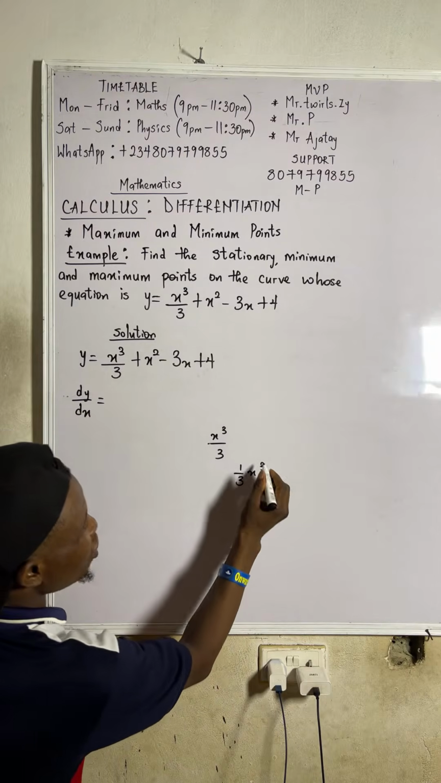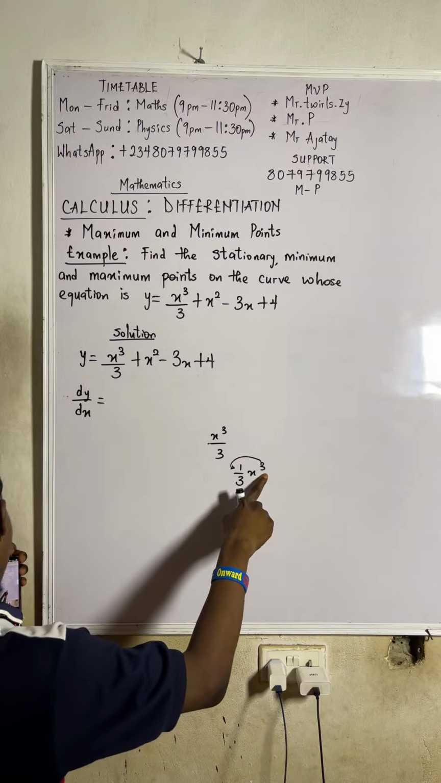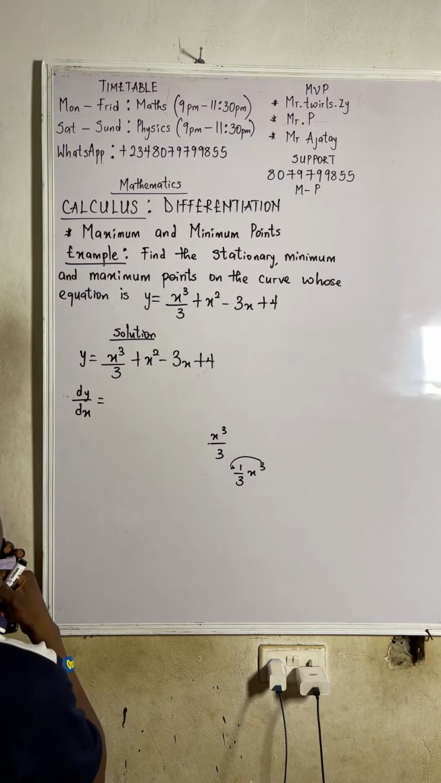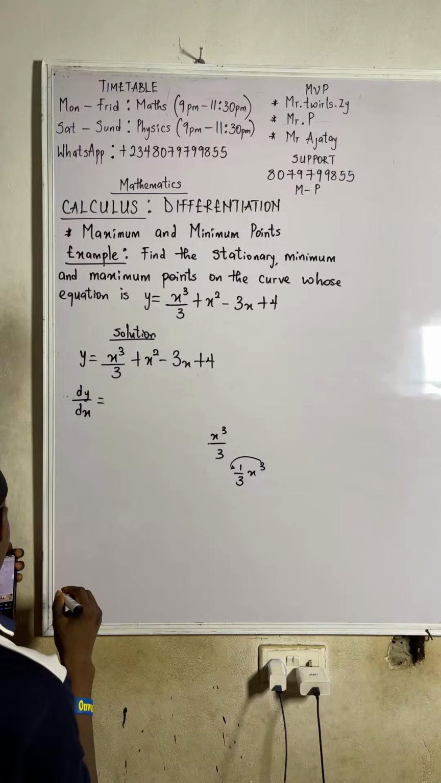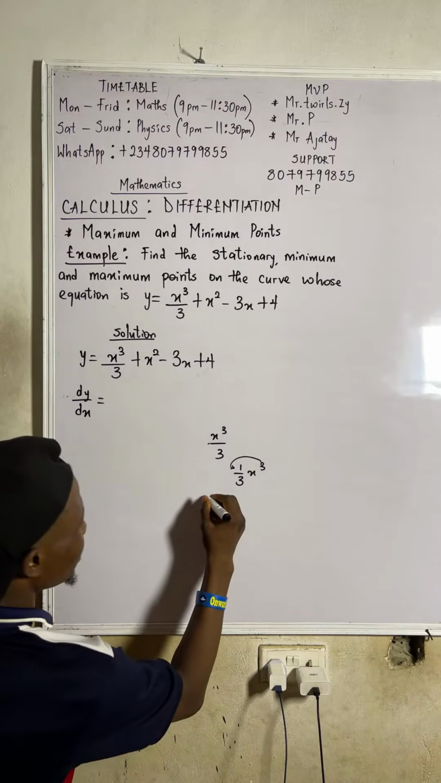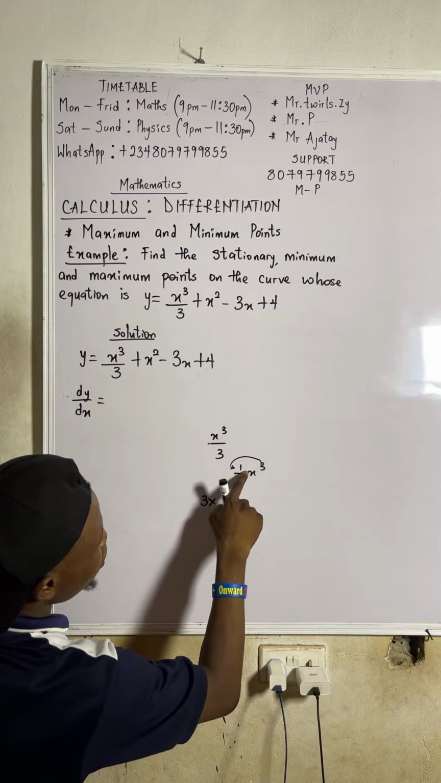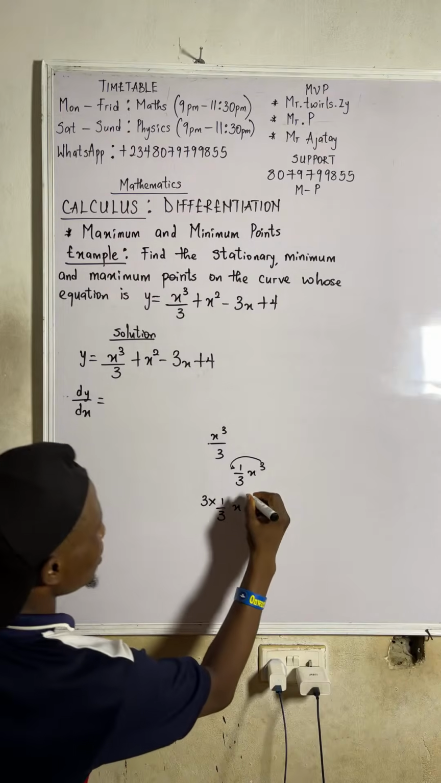What do we say differentiation is? The power on that x, we multiply the constant here. What is the power on the x? It is 3, right? So that will be 3 multiplied by the coefficient here. The coefficient of that x is 1 over 3. Then you say x to the power of 3.